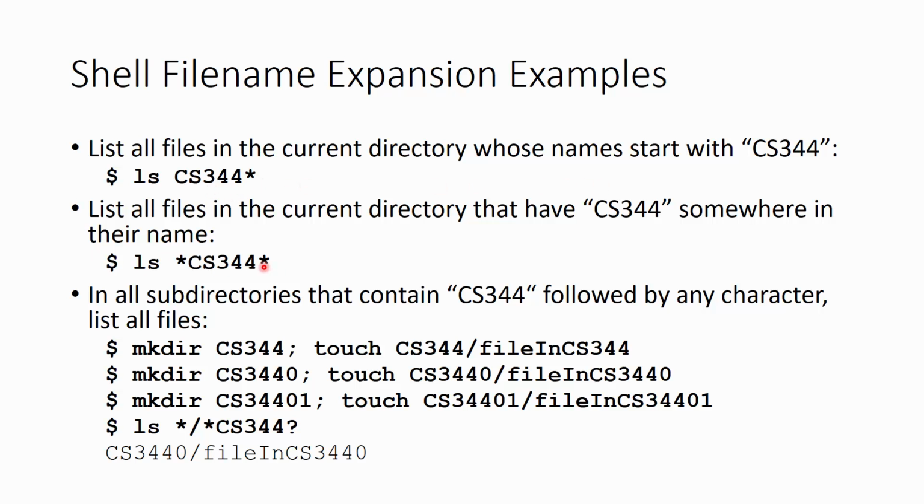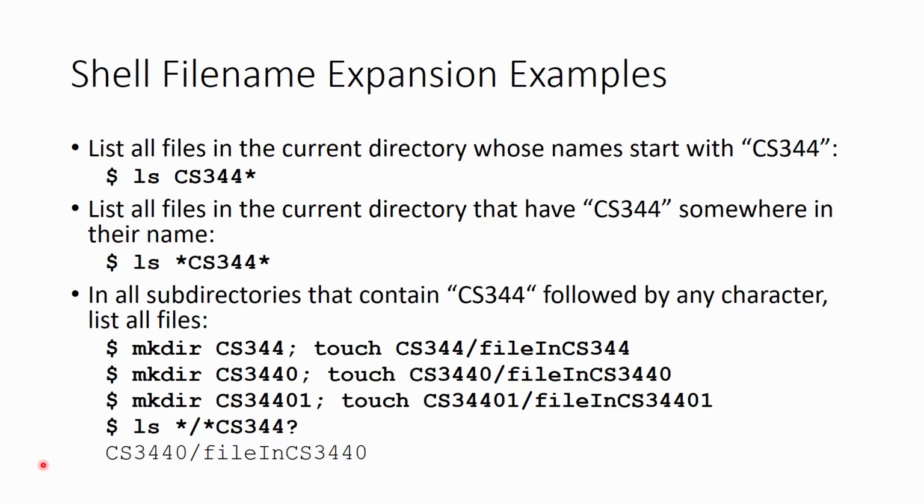In this next example, this is saying, return me all the files in the directory that have CS344 somewhere in it. So there could be characters before, there could be characters after, but this is distinct from the first one because before we were saying it must start with capital CS344. Okay, down below we're adding in a subdirectory.